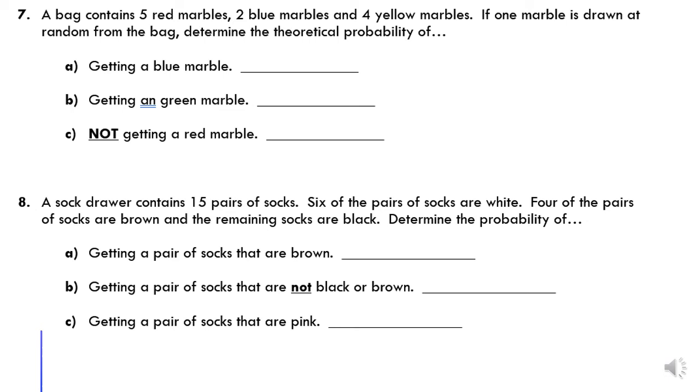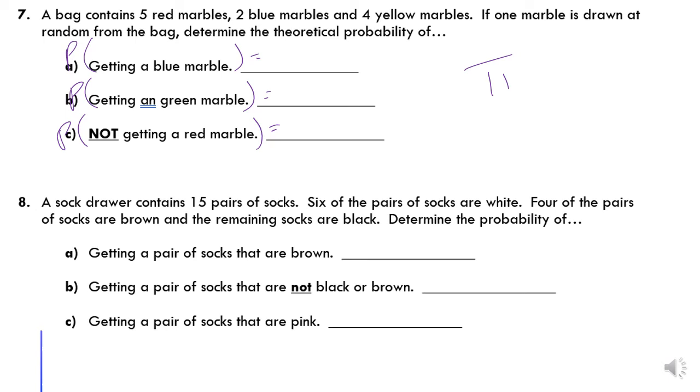Our next example. A bag contains 5 red marbles, 2 blue, 4 yellow. If you draw 1 marble out randomly, what's the probability of getting each event? So, again, so we don't forget, P for probability in brackets of what you want. So first thing you should do, how many marbles are there? 5 plus 2 is 7 plus 4. All of these are out of 11.